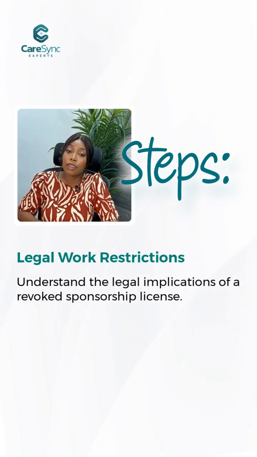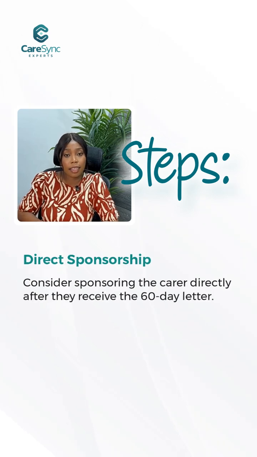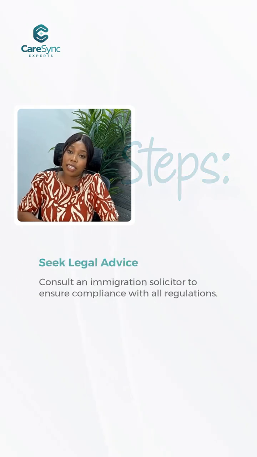So, consider legal work restrictions. Understand the legal implications of a revoked sponsorship licence. Direct sponsorship: consider sponsoring the carer directly after they receive the 60-day letter. And lastly, seek legal advice. Consult an immigration solicitor to ensure compliance with all regulations.